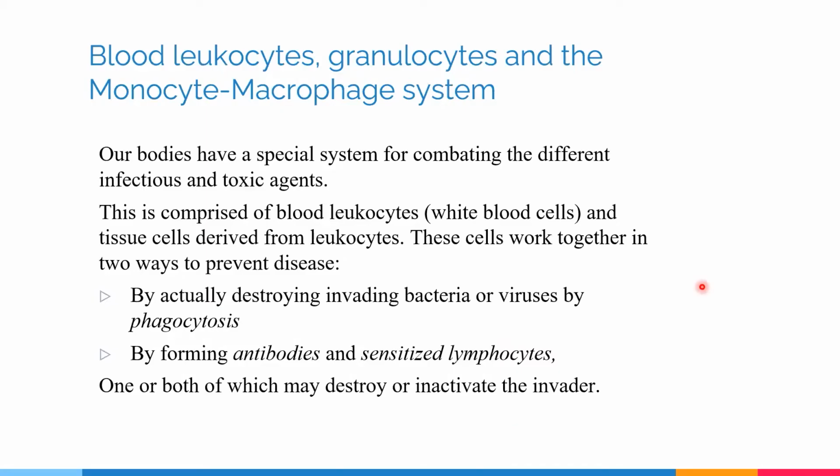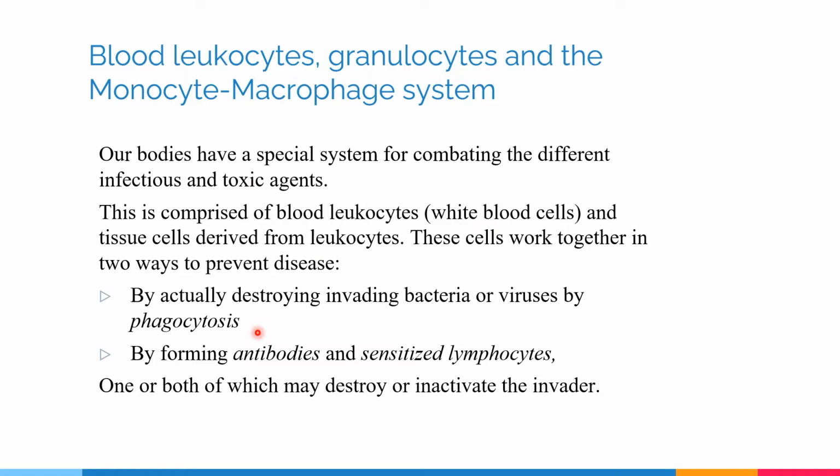So that ends our discussion with RBCs. Next, we move on to blood leukocytes, granulocytes, and the monocyte macrophage system. So we have moved on to white blood cells. And as we know, white blood cells are immediately responsible for protecting our body from foreign organisms. Our body has a special system for combating different infectious and toxic agents. This is comprised of blood leukocytes, that is the white blood cells, and tissue cells that are derived from these leukocytes. These cells work together in order to prevent disease by actually destroying the invading bacteria or viruses by phagocytosis.